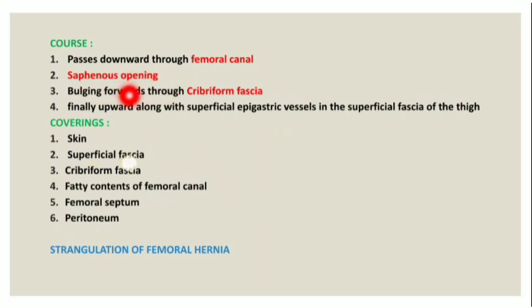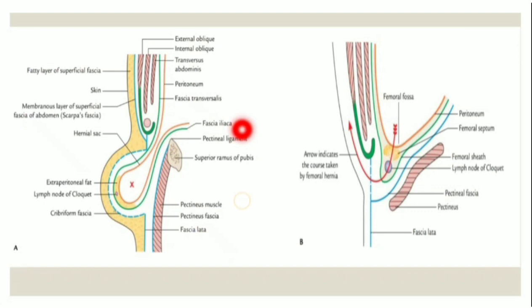I said there is the saphenous opening in the fascia, and the fascia will be in front of it. Then it will pass upward. I'll show in this diagram. You will get to understand. I'll show in this diagram. See, first of all it comes into the femoral canal. Then what happens, the femoral canal, I already said.